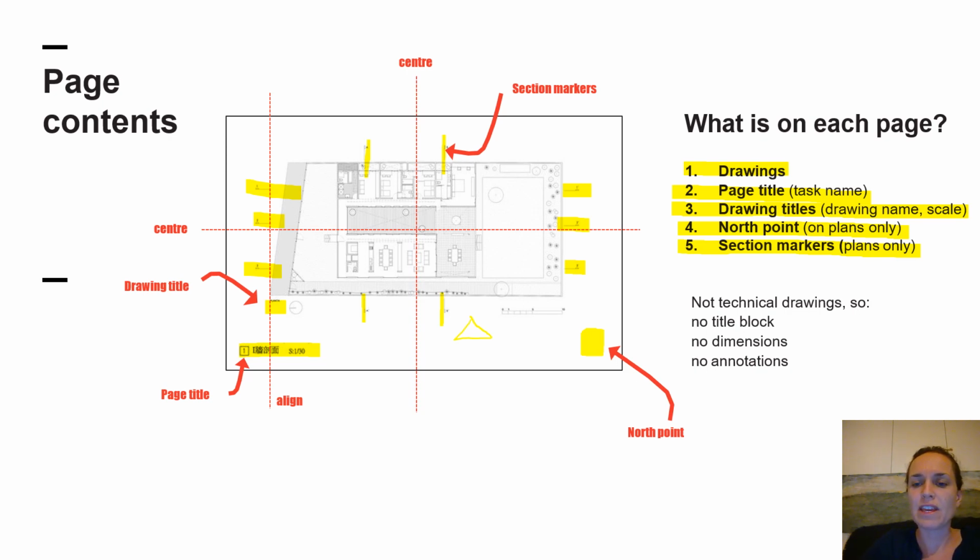We do need to remember that these are not technical drawings, and we'll talk about this in a second. They are design drawings, and that means that you're not going to be using all of the tools that you've learnt in tech on these. So there'll be no title block along the bottom of the page. You don't need to add dimensions, and you don't need to have formal annotations, you know, where you've got an arrow and then a note coming out describing the, say, material detail.